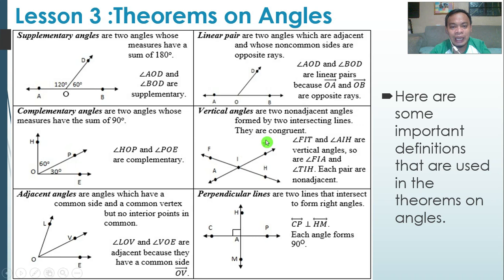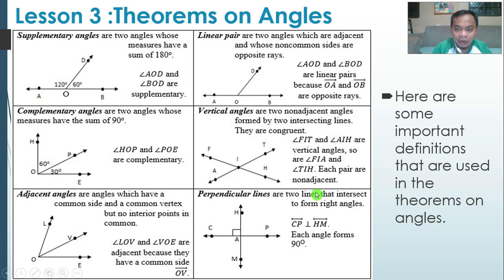Next, vertical angles are two non-adjacent angles formed by two intersecting lines, and they're congruent. This means two lines intersect, and at the point of intersection they form vertical angles. Angle FIT and angle AIH are vertical angles. At the same time, angle FIA and angle TIH are vertical angles.